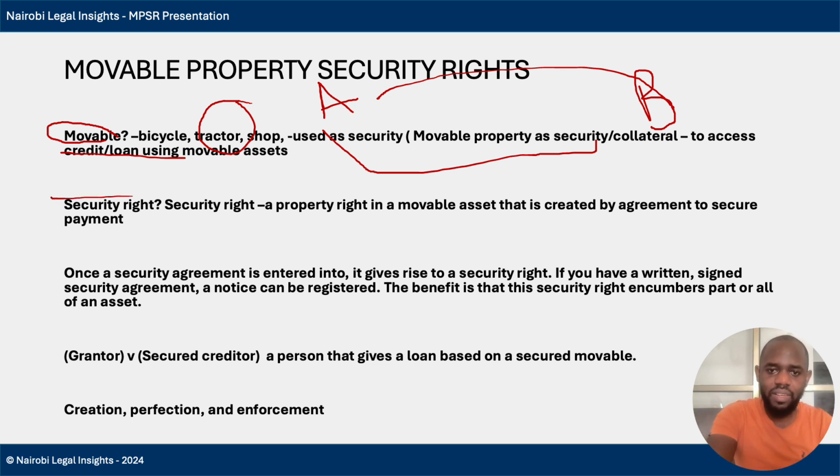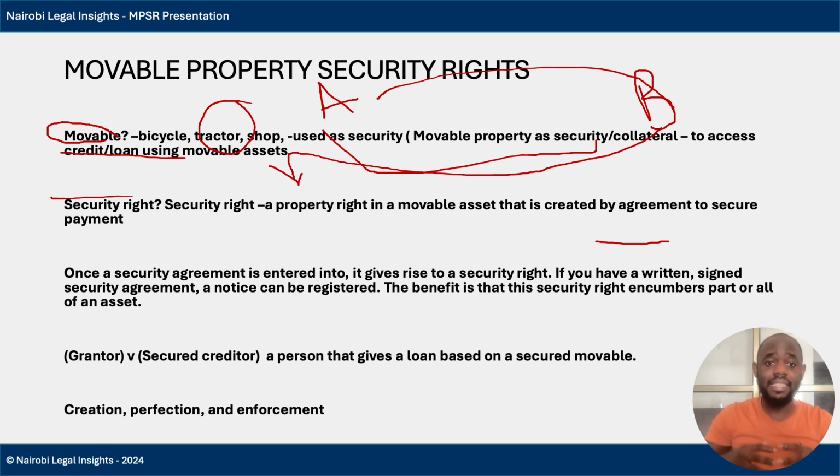Once person B advances a loan to person A, they're going to have a security right created in the property that belonged to person A. Once these two parties sign what we call a security agreement, this means that person B is protected because of this agreement. However, in the Kenyan context, you can take a step further to actually register a notice. So once you've signed this security agreement against a movable asset, you proceed and register a notice. And this process can be done on eCitizen.